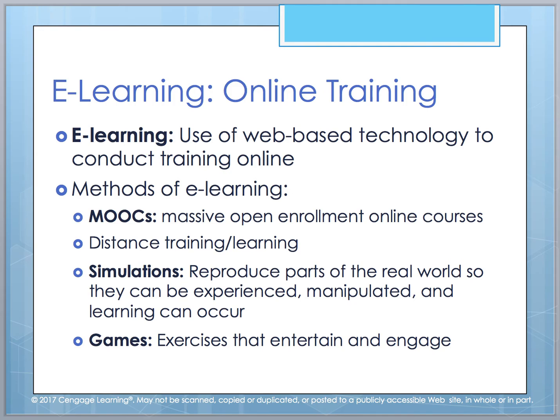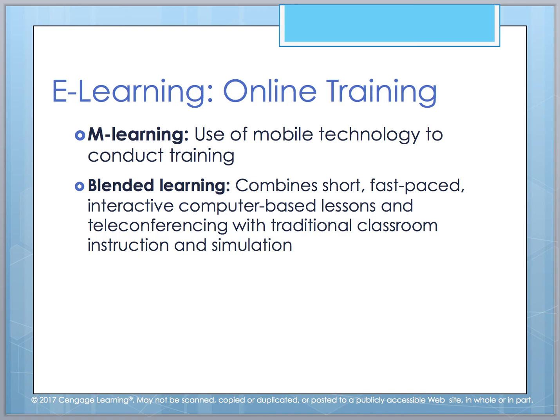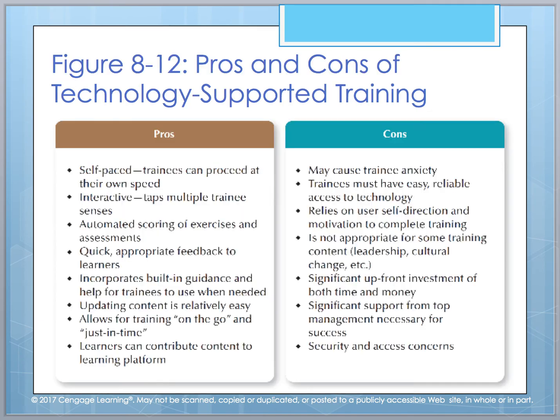E-learning is any time you're using web-based technology. That can be simulations, games. It could also be massive open online courses, distance training, and learning. M-learning is when you use mobile technology to conduct training using mobile apps. And blended learning is anytime you have interactive computer-based lessons, teleconferencing, and then you blend that in with traditional classroom instruction. Like this class, if it's hybrid, then we're both on campus as well as online, or if it's a case where it's just online. So the blended is the hybrid format.